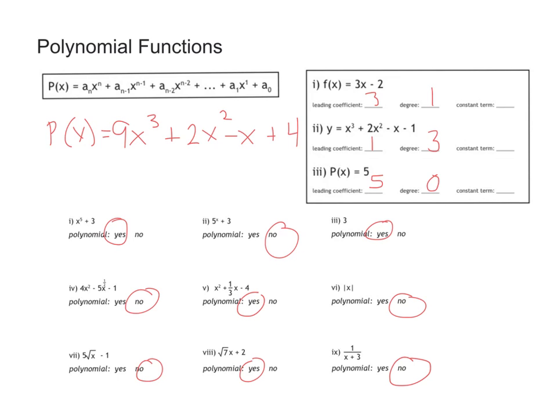And then the last thing is the constant term. The constant term is this a sub 0. It's the term that doesn't have a variable part. So what is it in the first one? -2, good. I thought some of you were going to say 2. But you got the negative in there. -2. And then the second one? -1. And in the last one? 5.